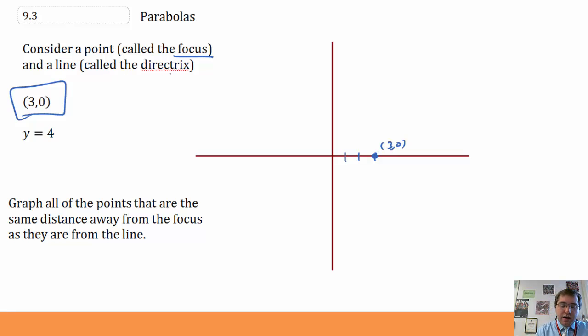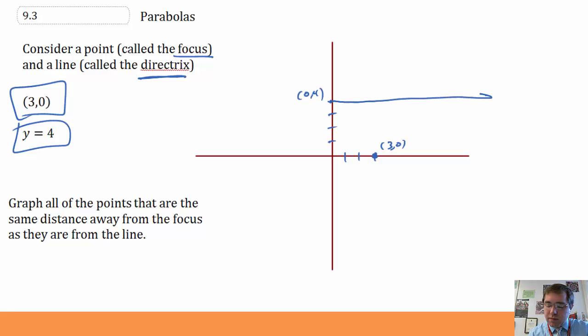And a line that we'll call the directrix. My line is going to be y equals 4. What kind of a line is that? That's a horizontal line at 4. Okay, so that point is (0, 4). So my horizontal line goes through that point. That's the line y equals 4. Okay, that's my directrix. So I've got a point and I've got a line.